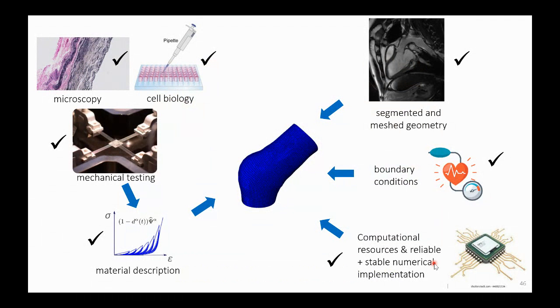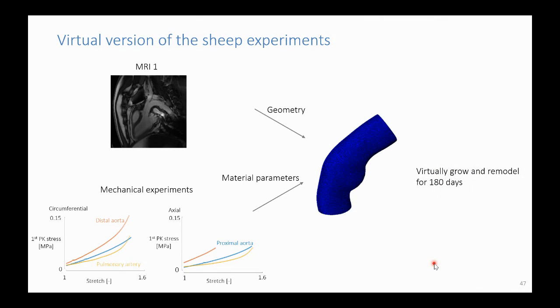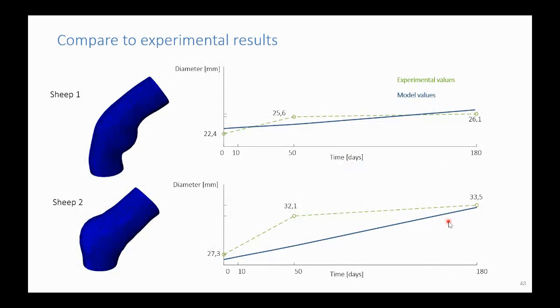Okay, so that means that we have everything we need to perform our simulations. So what do we do? We have our geometry of a certain sheep. We have the material parameters exactly from the mechanical test, so the baseline pulmonary artery and the baseline distal and proximal aorta. So we can plug all those into our material model, and we can allow it to virtually grow and remodel for 6 months. And the nice thing, of course, of virtual testing or virtual clinical or animal trials is that you can do that in a far shorter time span. So 180 days can be simulated in less than an hour.